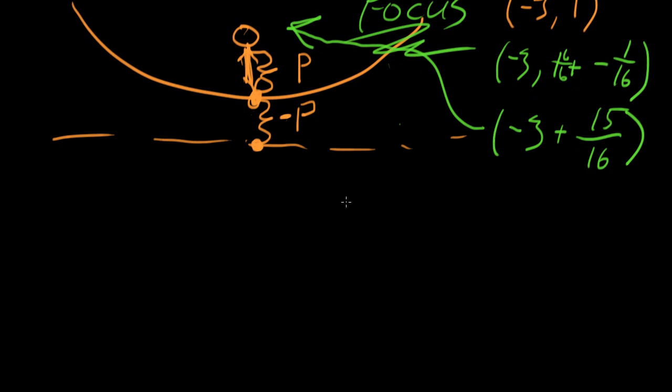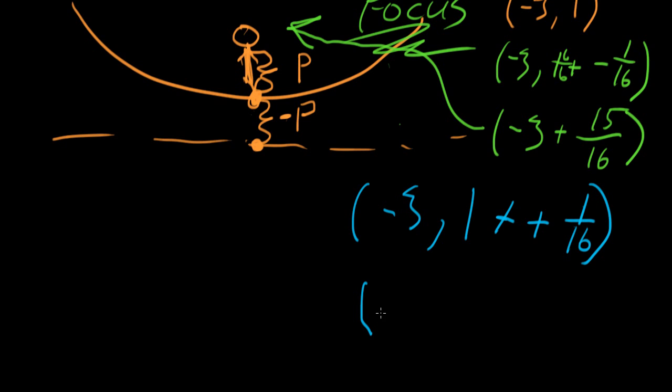Before I go back up, if I take negative 3, 1 plus, or 1 minus, minus the negative 1/16, which is actually plus, then I'm going to get the negative 3 comma 17 sixteenths, and that is a point on the directrix.